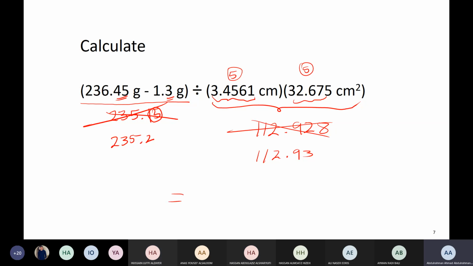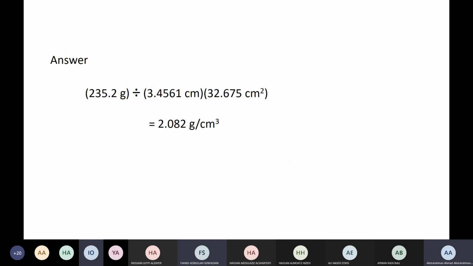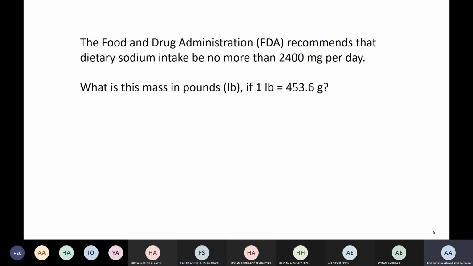What's your final answer? 2.0827. Very good. Is this a correct answer? No. Why? It should be 4 significant figures. Here 4, 5 here. This should be 4. So I should take this away and make it 3. So we take the least significant figure. Yeah. Good. Good.